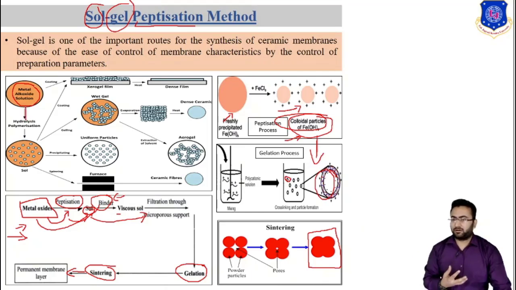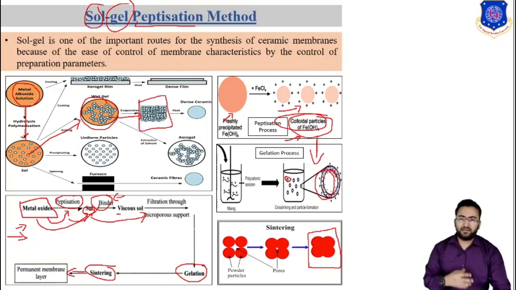Using hydrolysis or peptization, we will convert it into colloid particles. Using these colloid particles, we will convert them into a solid material using the gelation process. After sintering, we will get the solid particle, or we can say the membrane, and this membrane is converted into a dense ceramic. So this is all about the sol-gel peptization method.